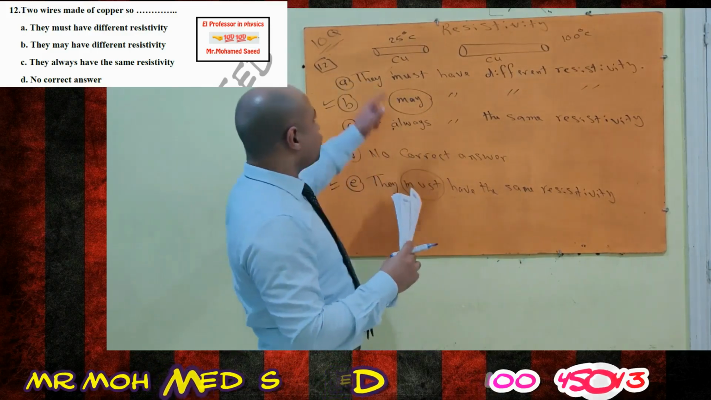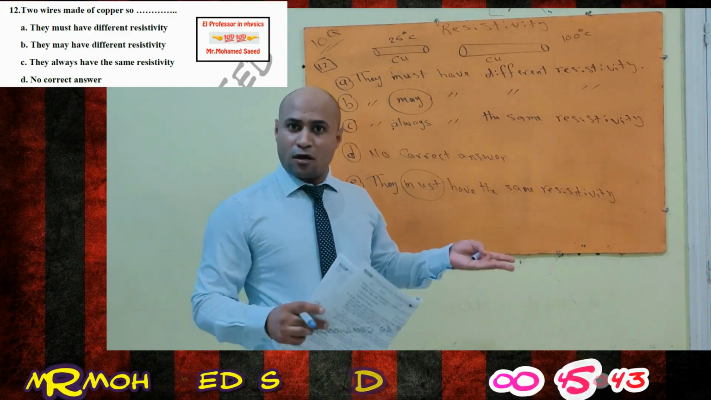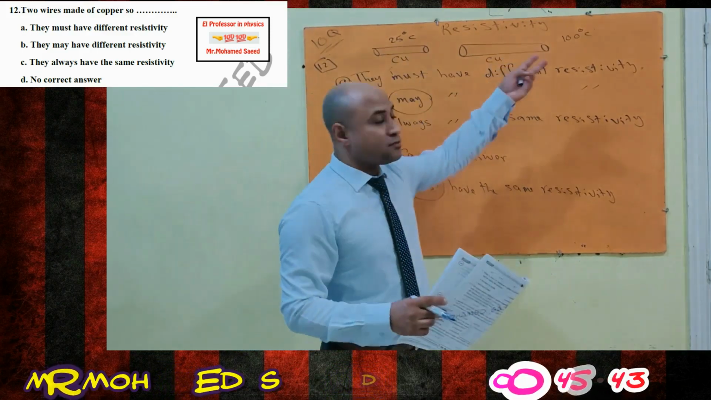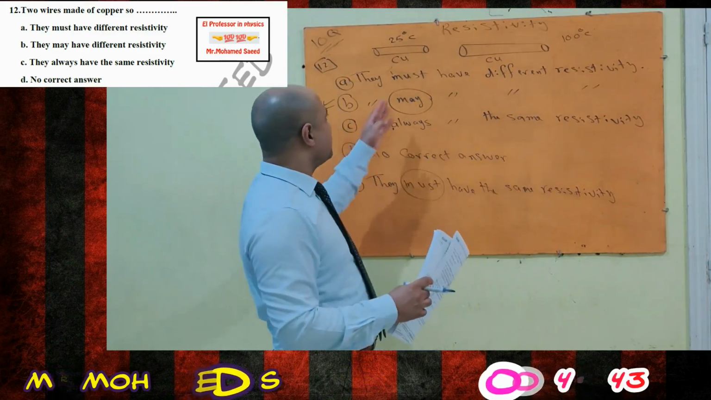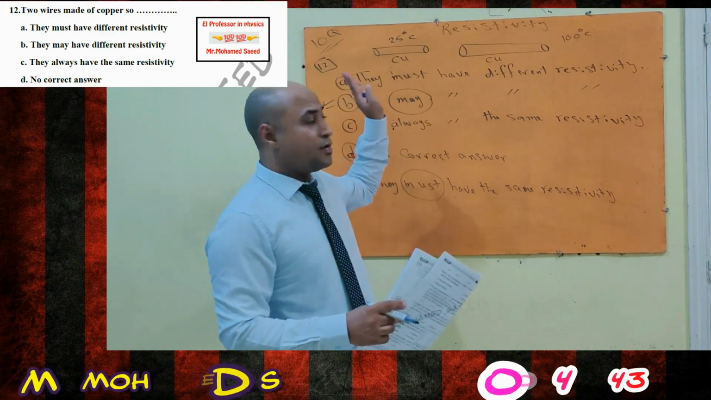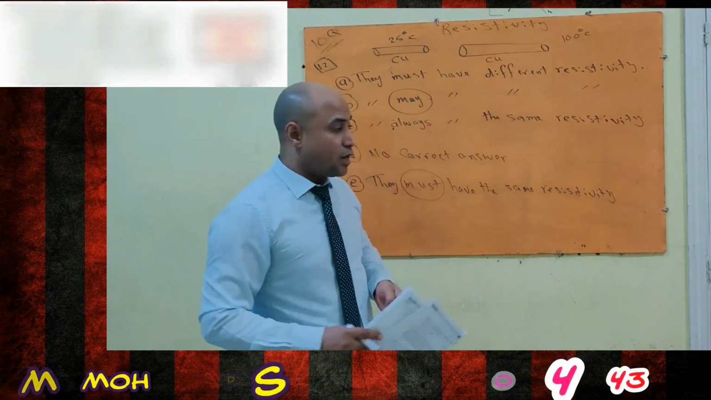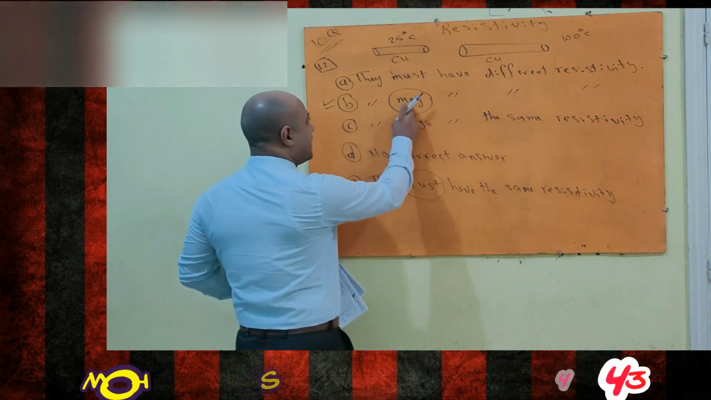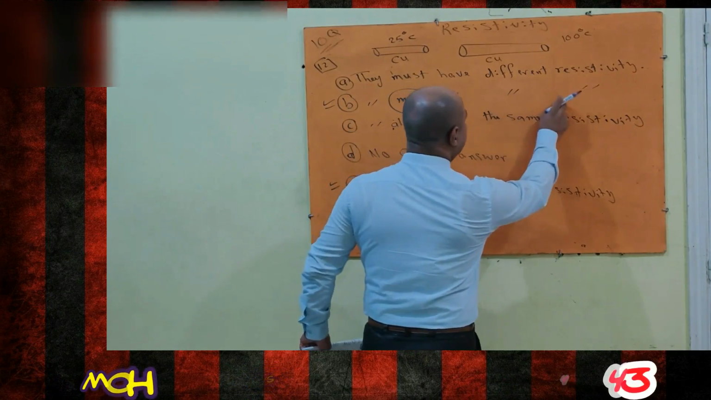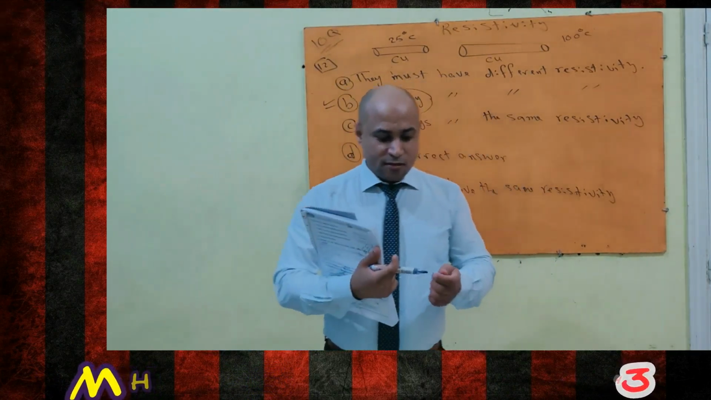So I may have two wires of the same substance and they have different resistivity if they have different temperatures. If they have different temperatures, then this one has a certain value and the other wire has another certain value. Okay, that is why the correct choice is: they may have different resistivity. Okay. Thank you.